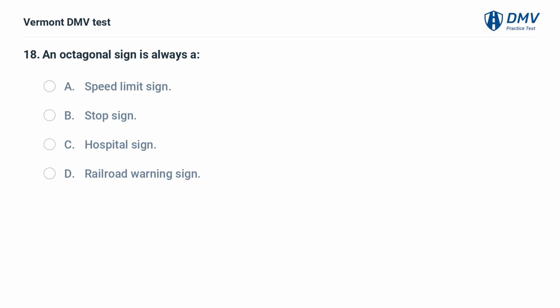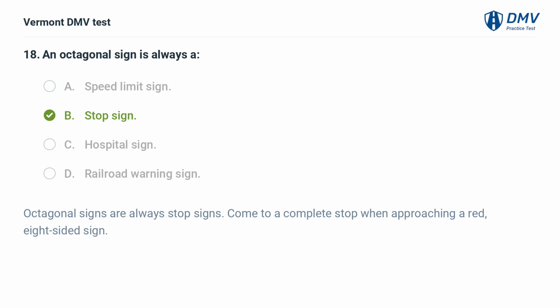An octagonal sign is always a A. Speed limit sign. B. Stop sign. C. Hospital sign. D. Railroad warning sign. B. Stop sign.